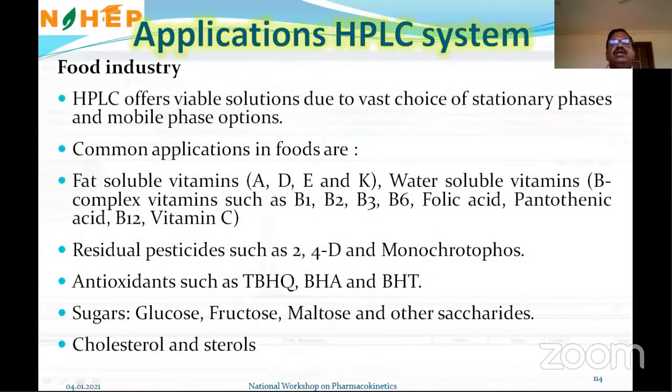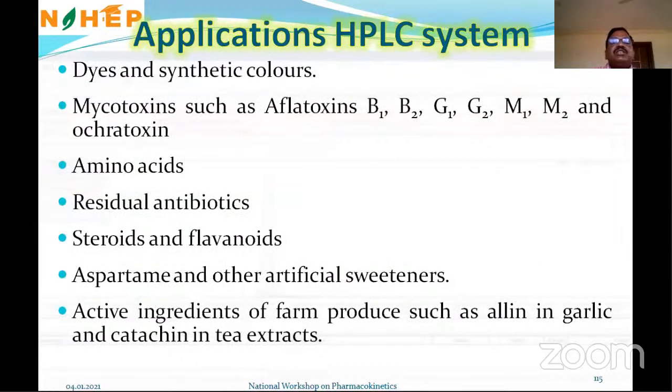Whereas in the food industry, HPLC is applied for identification of various compounds like fat-soluble vitamins and water-soluble vitamins, residues of pesticides and antioxidants, sugars like glucose, fructose, maltose, and even cholesterol and sterol estimation. Even dyes, synthetic colors, and mycotoxins from various food substances can be estimated. We can also analyze amino acids, residual antibiotics, steroids, or flavonoids. All these substances we can estimate by using HPLC.